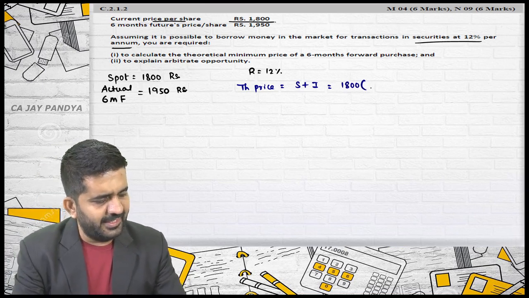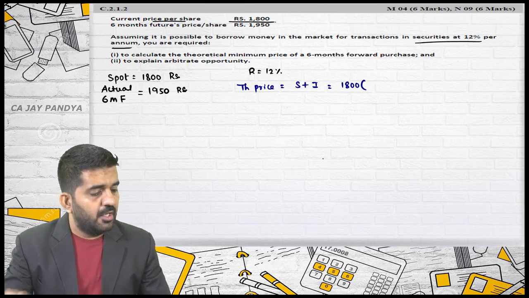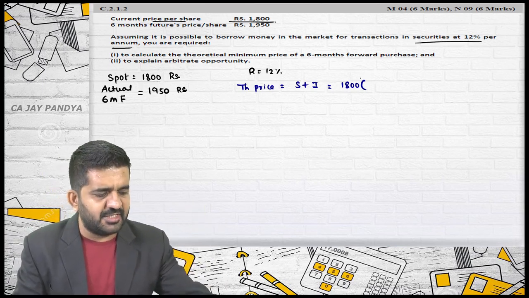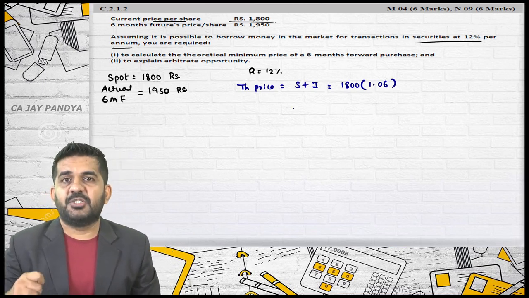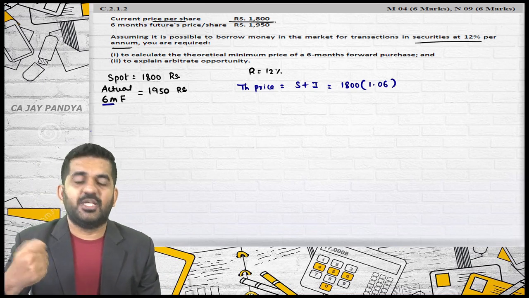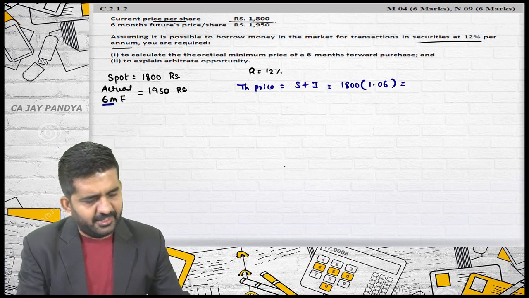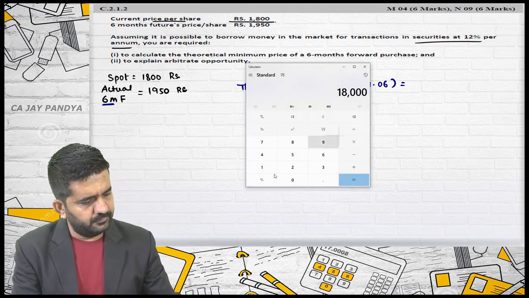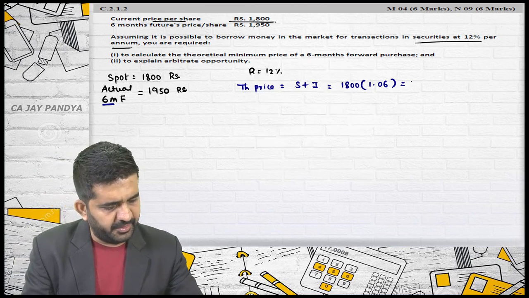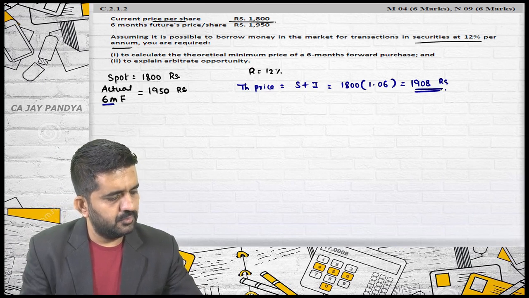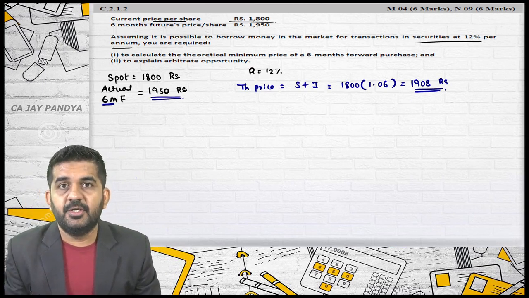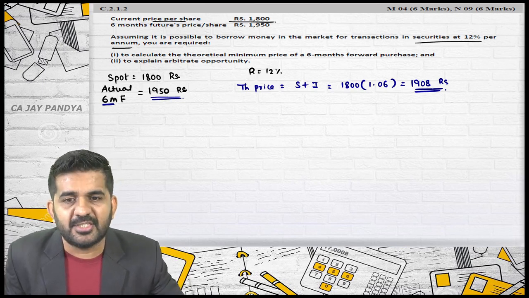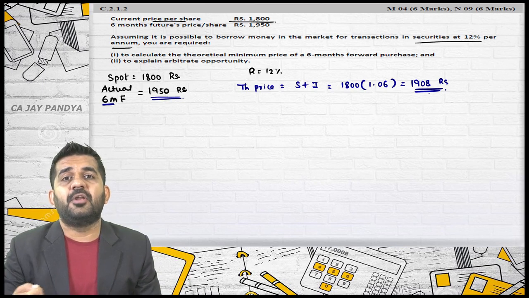Spot is 1800 plus interest. I am directly using the formula for amount, that is principal plus interest. It is 1.06. If 12% is per annum, these are 6 months forward, so I need to take only 6 months interest, so 6 months interest will be 6%. 1800 into 1.06 is 1908. This should be the price of forward. This is the price of forward. They both should be the same. Are they the same? The answer is no. If they are not the same, then ultimately there will be an arbitrage opportunity.